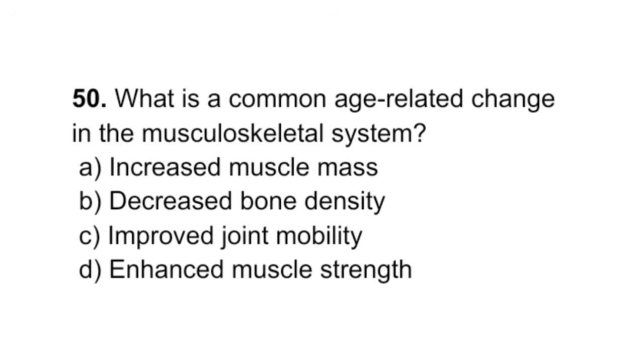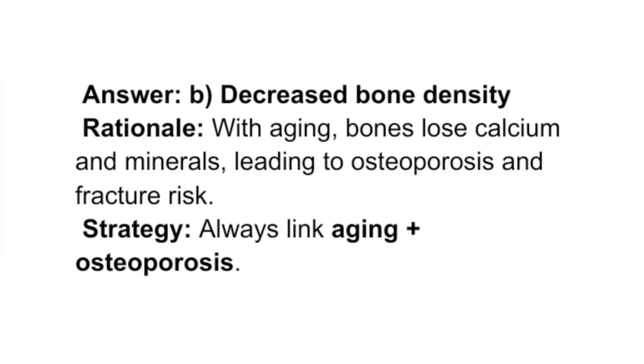50. What is a common age-related change in the musculoskeletal system? A. Increased muscle mass. B. Decreased bone density. C. Improved joint mobility. D. Enhanced muscle strength. Answer: B. Decreased bone density. Rationale: with aging, bones lose calcium and minerals, leading to osteoporosis and fracture risk. Strategy: always link aging plus osteoporosis.